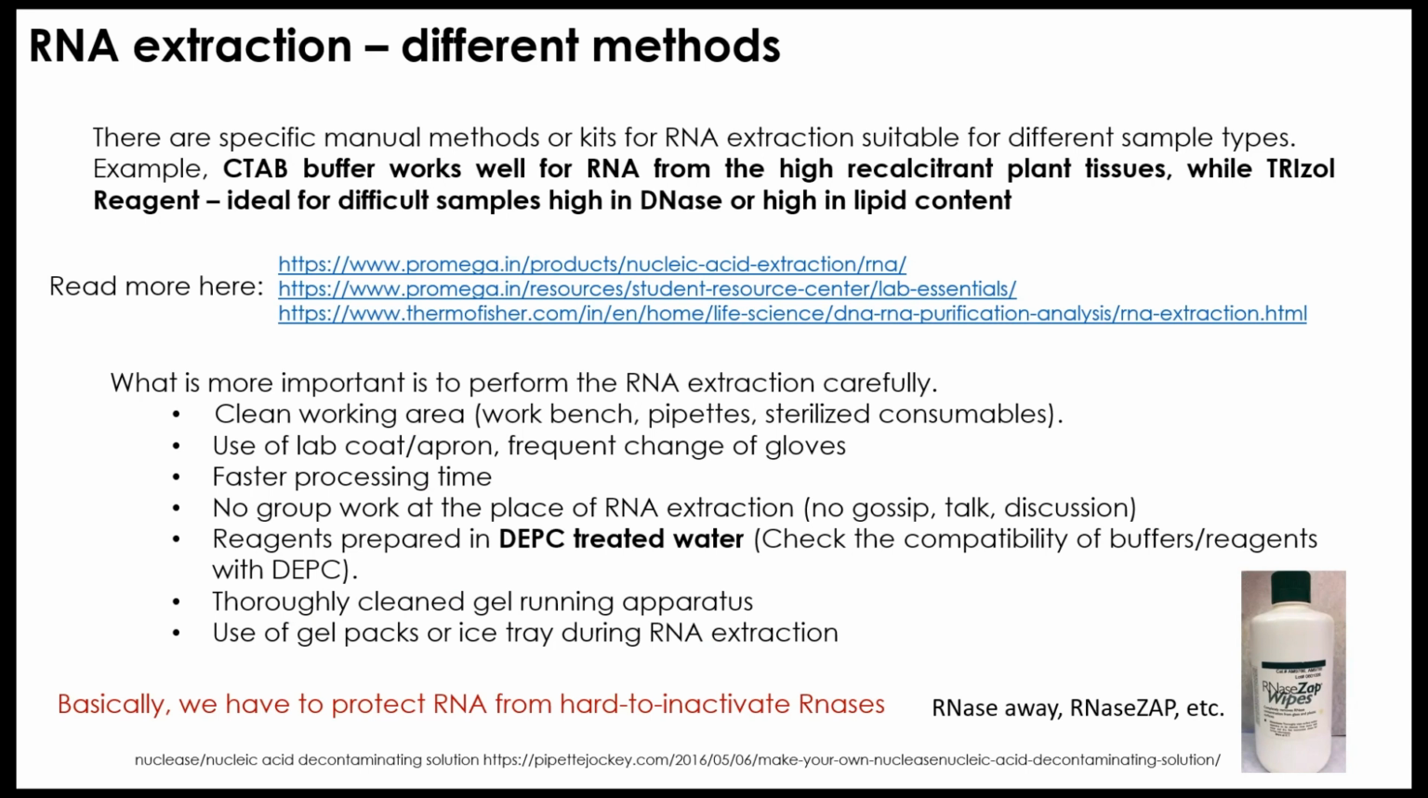For example, CTAB works well for RNA from highly recalcitrant plant tissues or algae, while Trizol is more ideal for those samples which are high in DNA or high in lipid content, right? If you would like to know more about the different RNA extraction methods, there are very good resources by Promega, and the link is already given here. If you're interested, you can have a look.